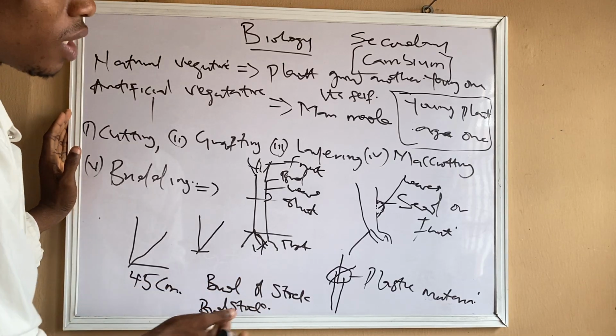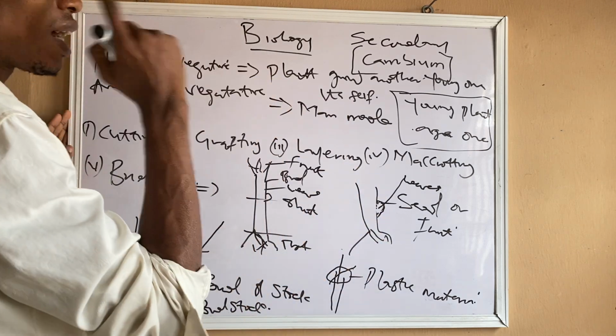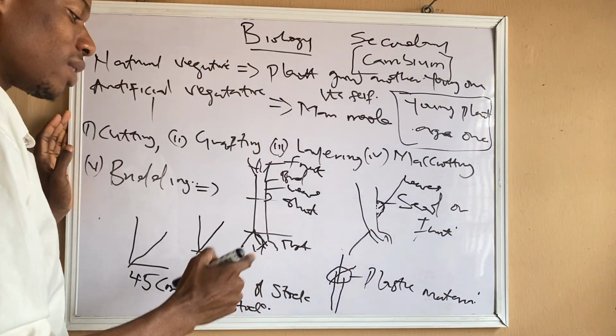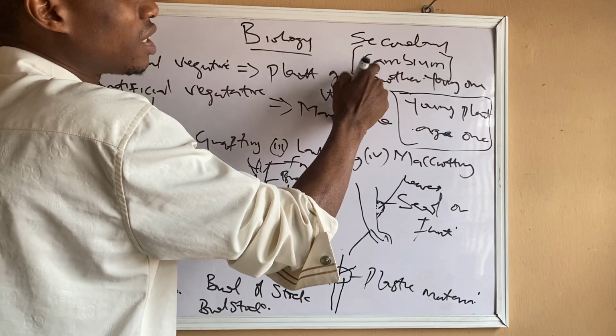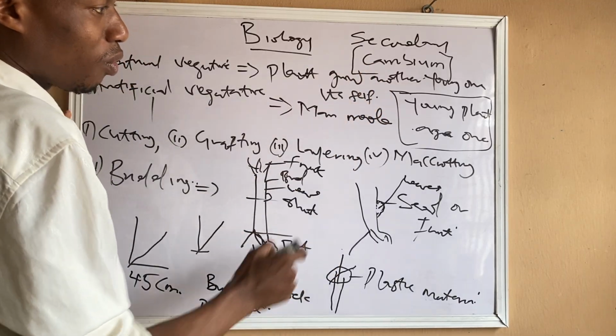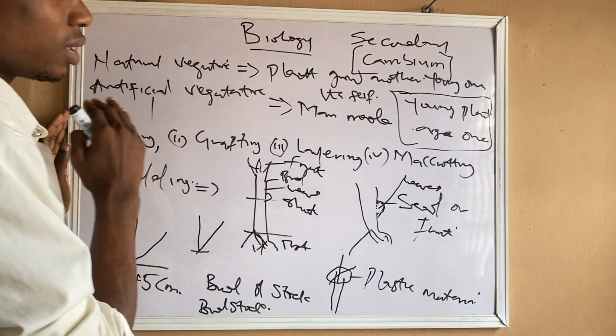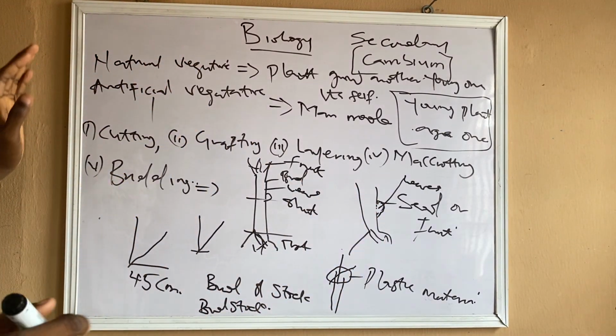Why do we attach them together? One of the most important criteria when attaching is that the cambium must not dry. The cambium in the secondary growth must not dry. Once it is dry, the plant is already dead. So that is budding.